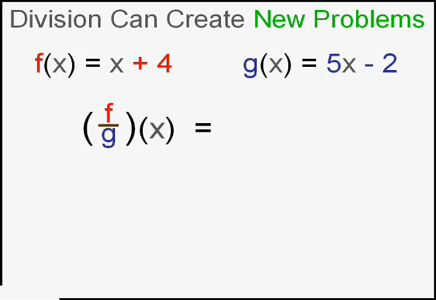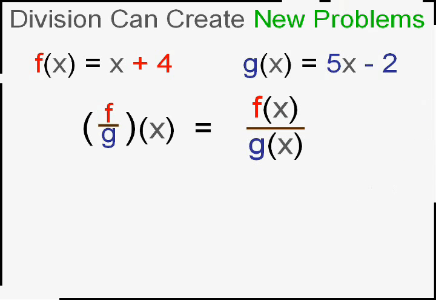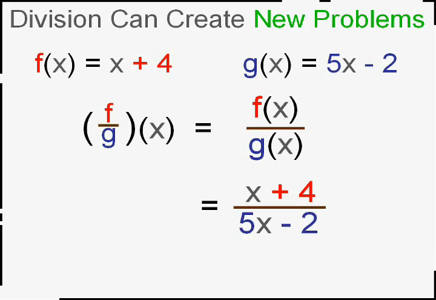What would f over g, or f divided by g of x be? Well, quite simply, it's going to be f of x over g of x. Recall that a fraction means top divided by bottom. So all we really have to do is say x plus 4 over 5x minus 2. Now there's nothing to be simplified here, so basically that's your answer.